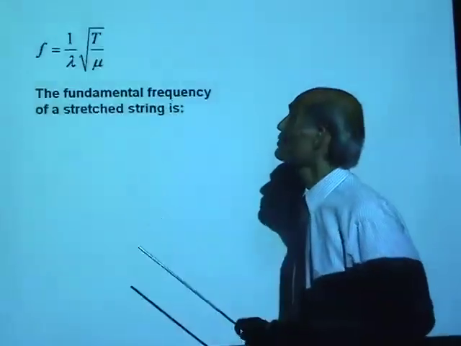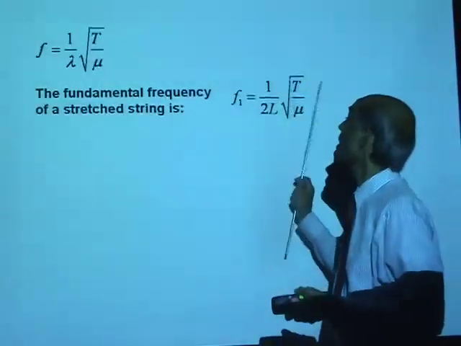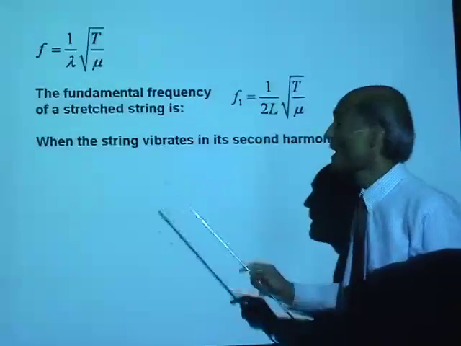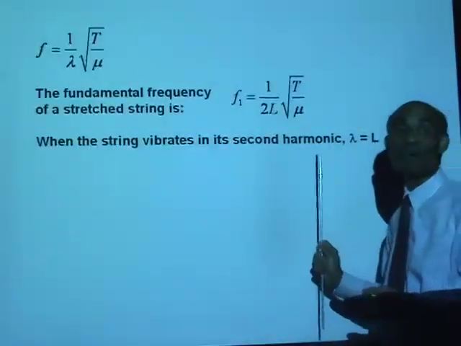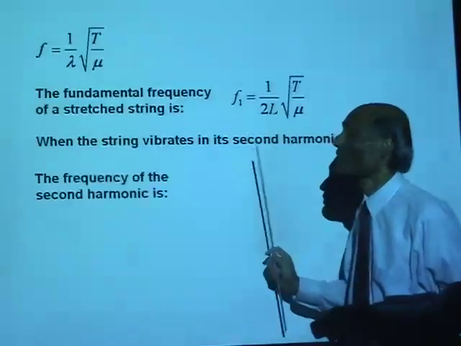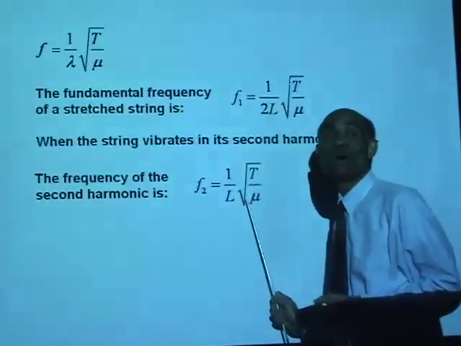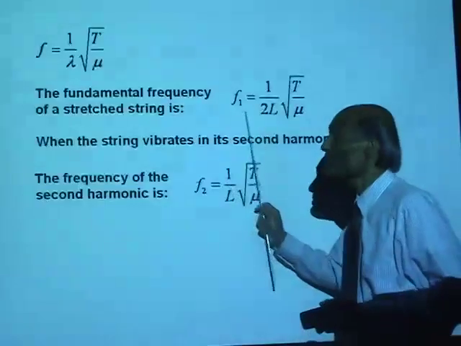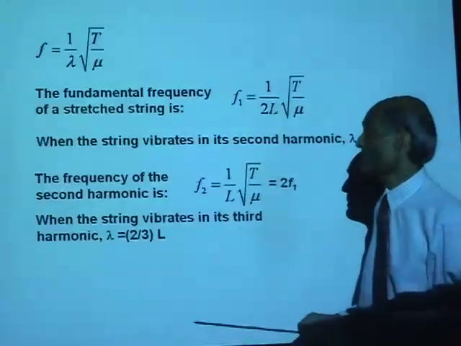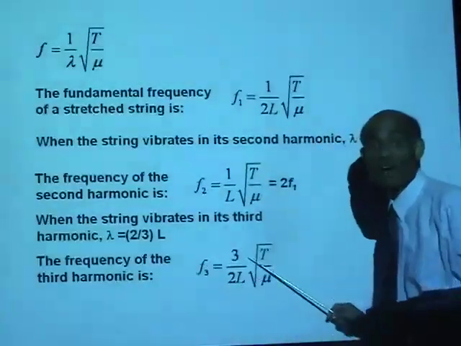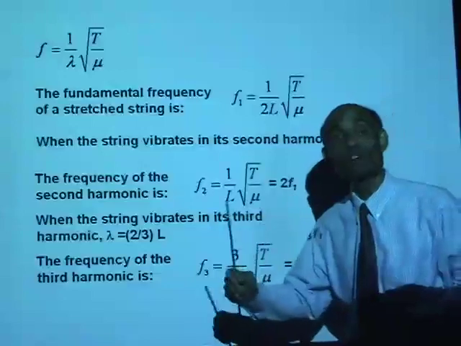The fundamental frequency of a stretched string is, you know this, f1 equal to 1 over 2L times the square root of T over mu. And when the string vibrates in its second harmonic, look at this, lambda will be equal to L. So what will be the equation for that? f2 equals 1 over L times the square root of T over mu, and this is actually twice the fundamental. You know that. Similarly, the frequency of the third harmonic will be 3 times the fundamental. All this information we already know.